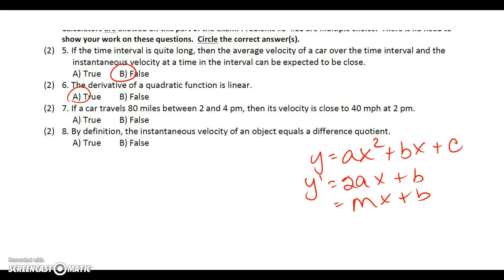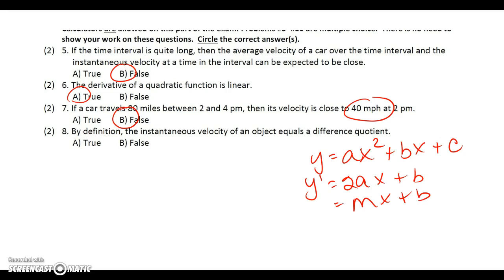Okay? Number 7 says, if a car travels 80 miles between 2 p.m. and 4 p.m., then its velocity is close to 40 miles per hour at 2 p.m. We have no idea of knowing that. Sure, the average velocity between 2 and 4 p.m. is 40 miles per hour, but the car may not have had constant velocity over the whole period of the journey. So that is going to be false. If he asked you the average velocity, sure. But in this case, no.